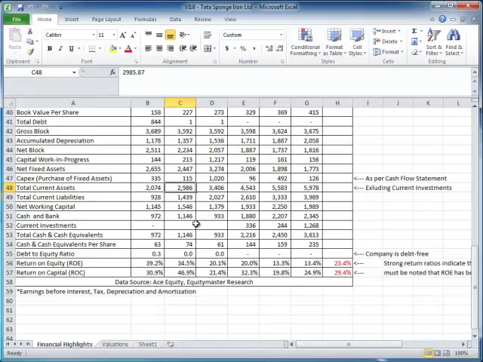And then we have total current assets, which is going to be excluding current investments, current liabilities, net working capital, cash, current investments, and let's keep going down here. At line 55, we have the debt to equity ratio, and this is basically 0, which means the company is debt free. That's a good sign. It's something we've talked about before, and it means that the company is able to finance all of its operations through equity only, and also through retained earnings.